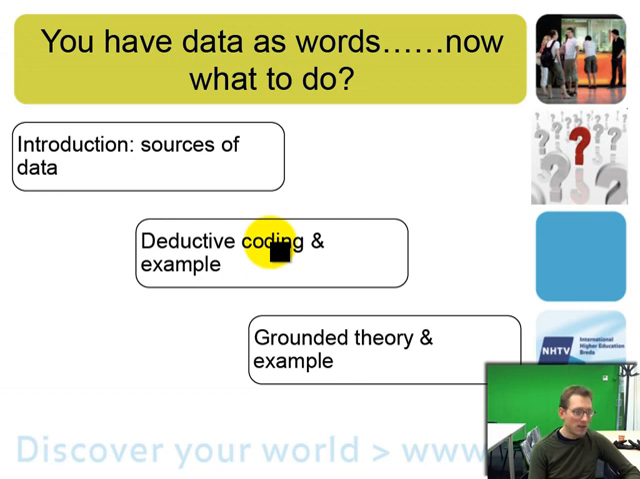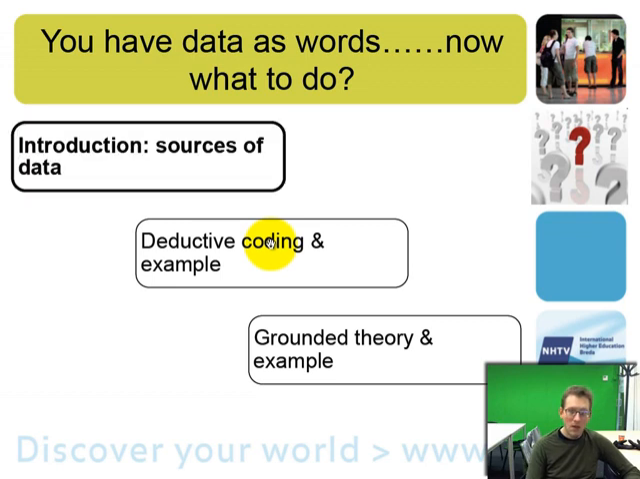We have three objectives today. First, for you to be able to distinguish between deductive and inductive coding by recalling the features of each one. Second, for you to recall the origins of the grounded theory approach. And finally, most importantly, for you to be able to code a given text according to the procedure of grounded theory.